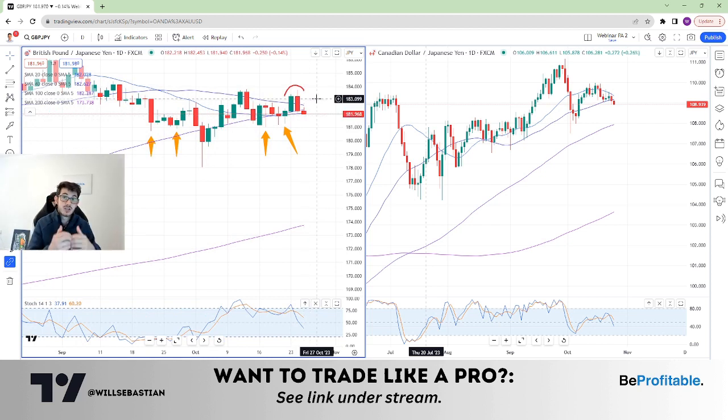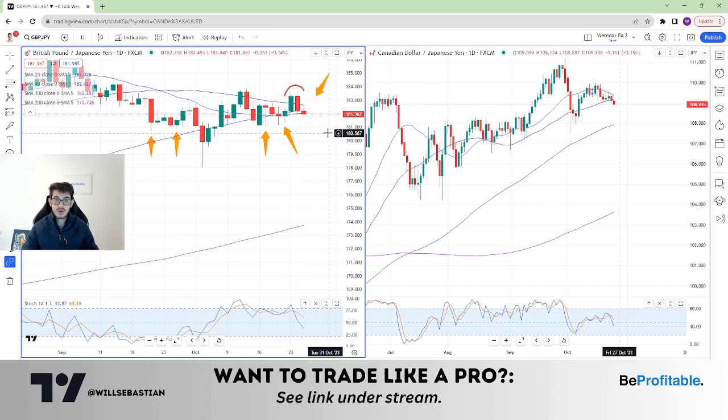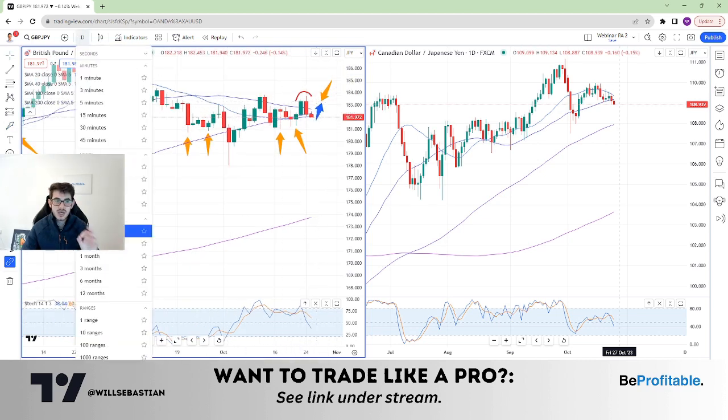So your entry is going to be worse than it could be if you just waited to re-short here, for example, and you had suspected that the market might reject from where I just drew. Okay, so really key lesson there. It's all time frame dependent.